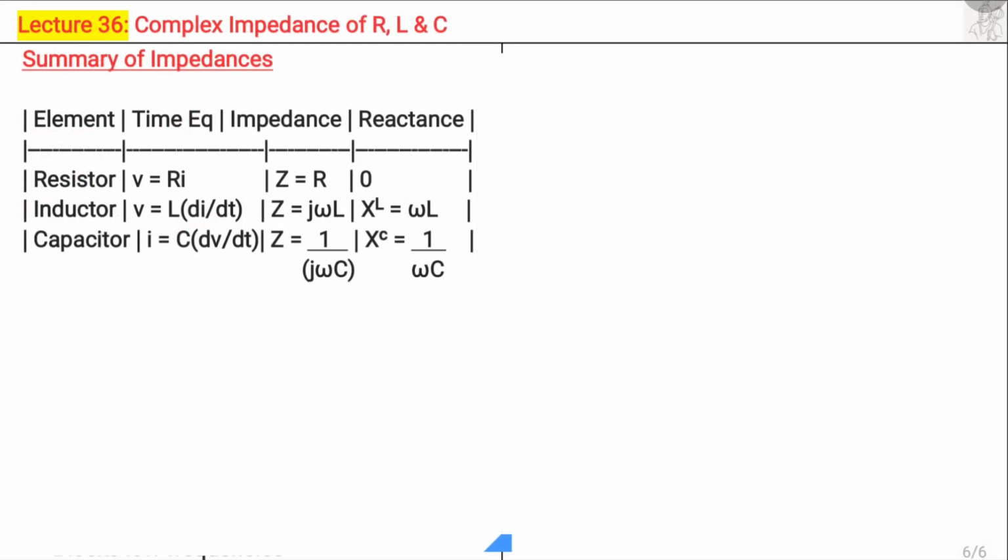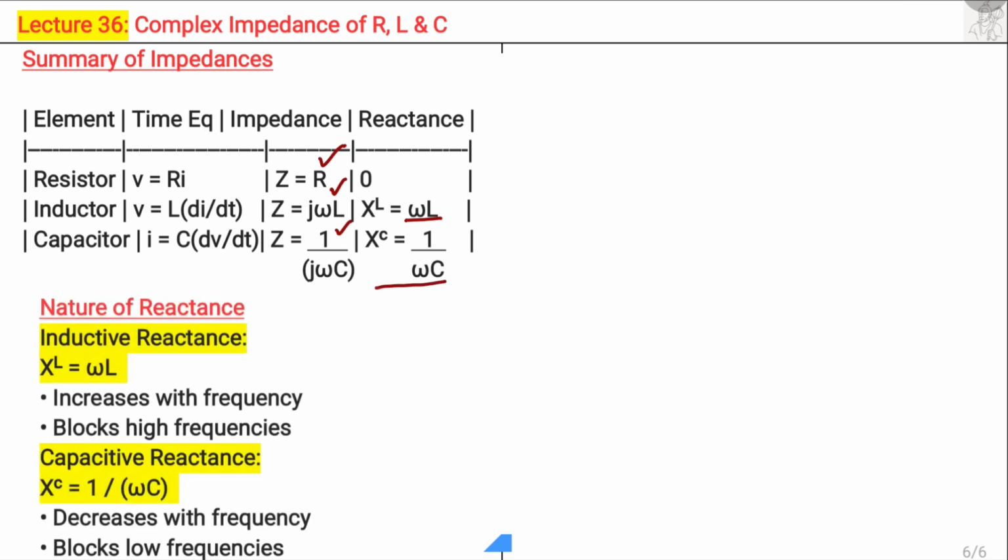Now to summarize all the impedances: for a resistive circuit, the impedance is simply equal to R. For an inductive circuit, the impedance is equal to j omega L and the reactance is equal to omega L. And for a capacitive circuit, impedance is equal to 1 by j omega C, where 1 by omega C is the capacitive reactance. XL is equal to omega L, the inductive reactance, which increases with frequency and blocks high frequencies, and 1 by omega C is the capacitive reactance XC, which decreases with frequency and blocks the low frequencies.